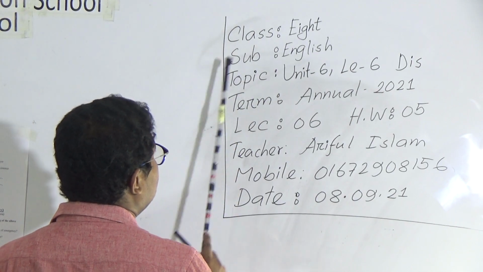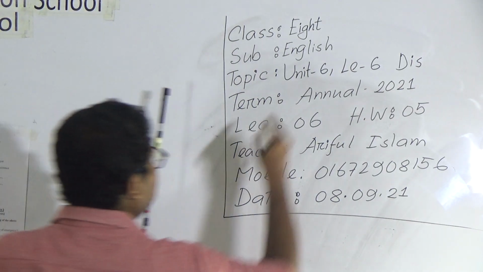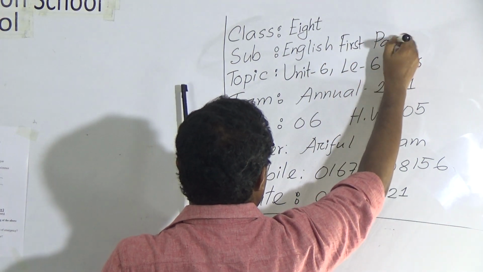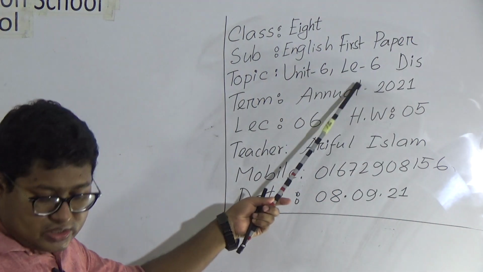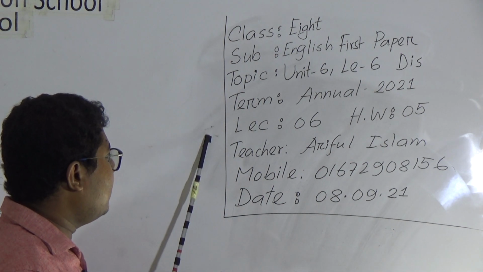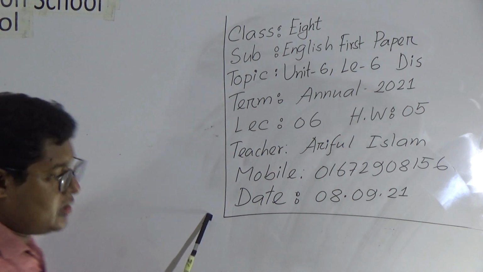So, class 8, subject English first paper. Topic Unit 6, Lesson 6 discussion. Term annual. Lecture-06 SW will be 5. Teacher Ariful Islam. This is my mobile number and today's date. So, my dear students, let's start our today's class.